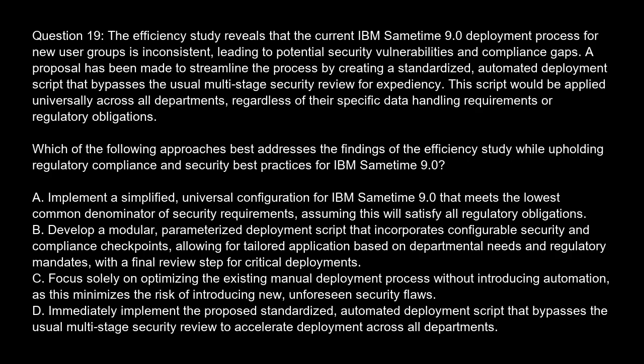Option C. Focus solely on optimizing the existing manual deployment process without introducing automation, as this minimizes the risk of introducing new, unforeseen security flaws. Option D. Immediately implement the proposed standardized, automated deployment script that bypasses the usual multi-stage security review to accelerate deployment across all departments.